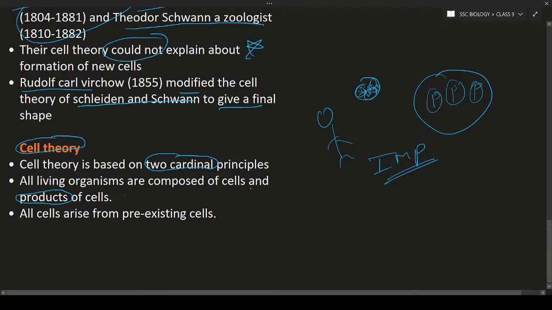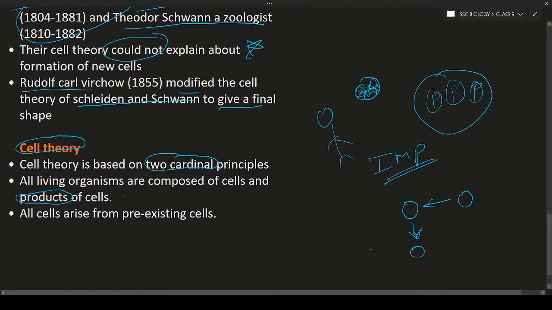That is the first principle. The second principle is all cells arise from pre-existing cells. Let us consider this is a cell. How did the cell come? This cell came from another cell, the parent of this cell. And that cell came from another cell, and so on. It means the new cells are arising from the pre-existing cells. Whatever cells you have, they came from pre-existing cells.